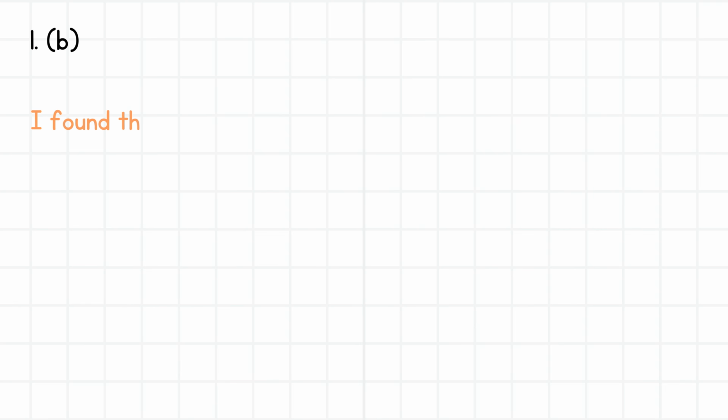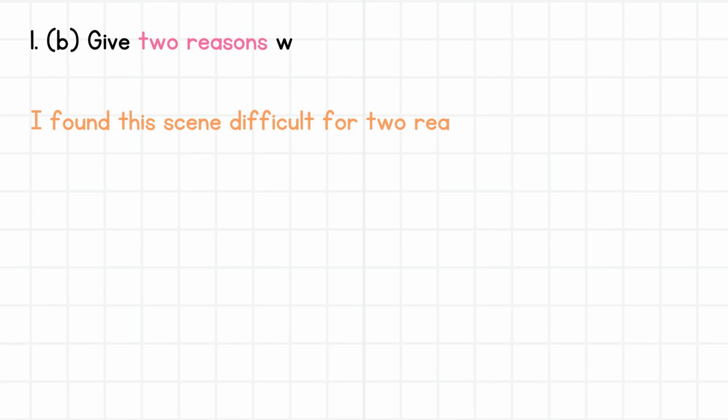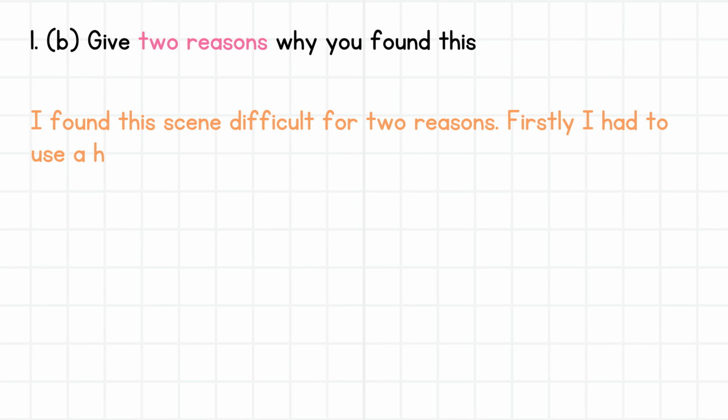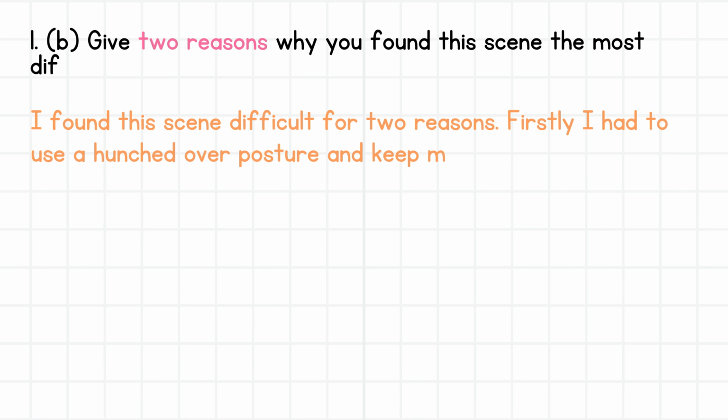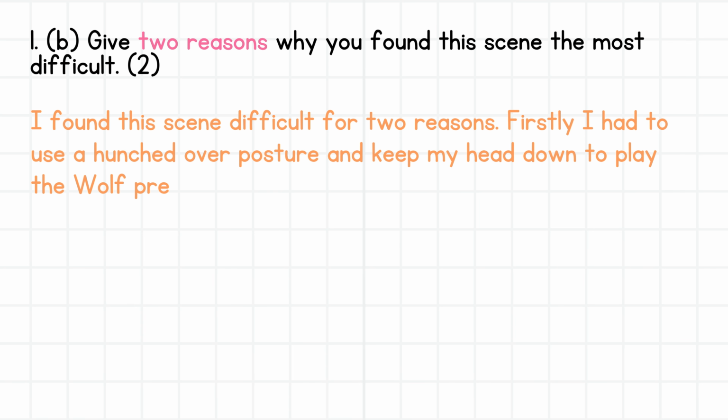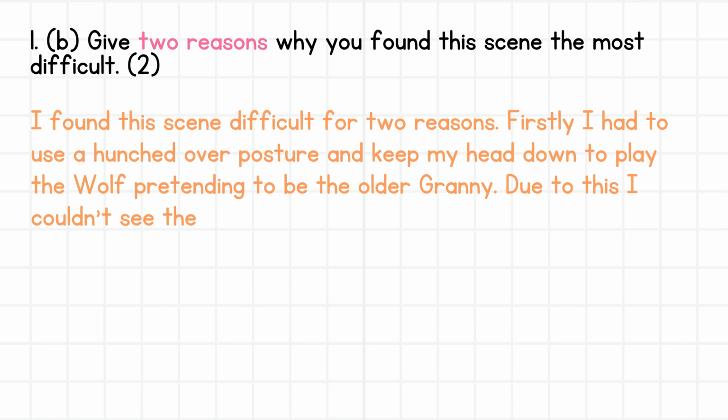For this model answer, I've written: I found this scene difficult for 2 reasons. Firstly, I had to use a hunched over posture and keep my head down to play the wolf pretending to be the older granny. Due to this, I couldn't see the actor playing Little Red Riding Hood, which made visual cues difficult to pick up on.